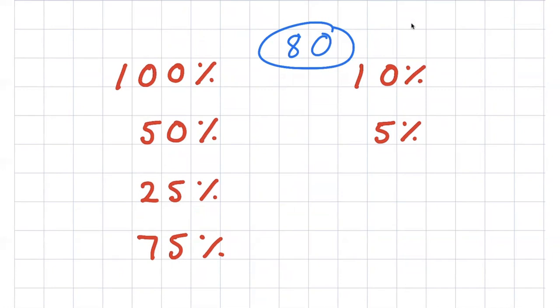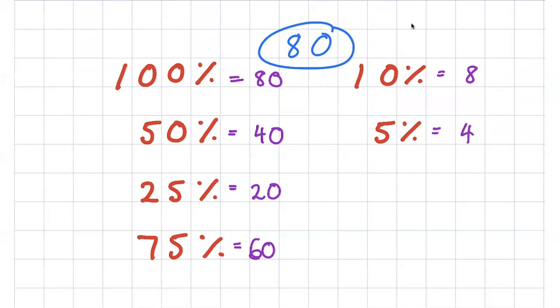Okay, so 100% of 80, everyone got this right? 100% of 80 is 80. 50% of 80 is half of 80, that is 40. 25%, well, that's the same as half of the 50, so half of 40 is 20. And because we know what 50% and 25% are, we can add them together, and that will give us 75%. So 40 add 20 makes 60. And 10% is the same as dividing by 10, so that's 8. 5% is the same as taking the 10% amount and halving it, so we get 4. All right.